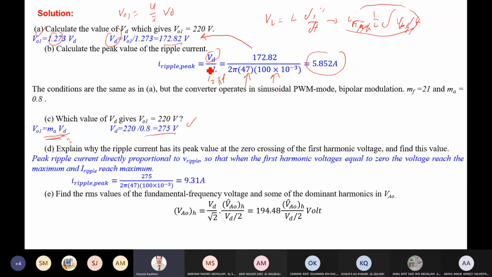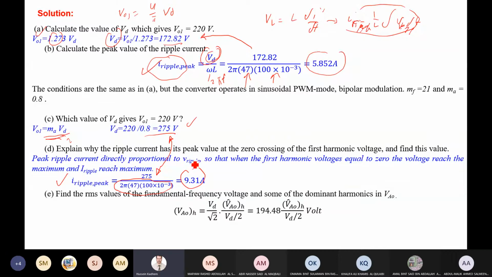But simply, you see that the ripple is approaching its maximum when the voltage is approaching its maximum value. Also, he told me to find the ripple current. I calculated here the ripple current for square wave. Let's calculate it for pulse width modulation. The denominator is the same, 2 pi f1 L, but the numerator changed. It is the new value of VD. I got it. You can see here the ripple increased.